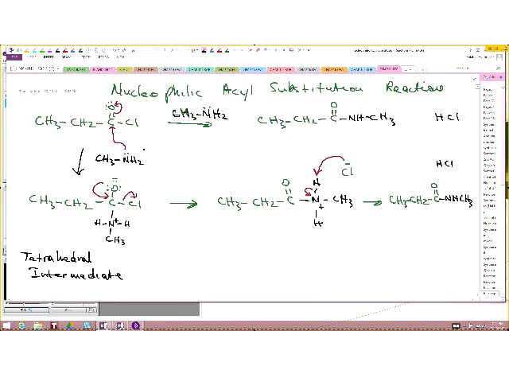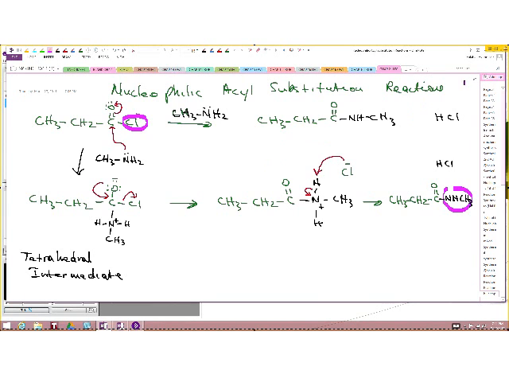So what have we done here? We have replaced the chloride with the amine group, and that is why we call this nucleophilic acyl substitution reaction, because the reaction is taking place on the acyl carbon. This is the acyl carbon here. We are substituting the chlorine that is attached to the acyl group with some other group. So most of the reactions of this class of compound come under this type of mechanism, and it is the same mechanism for all of them.